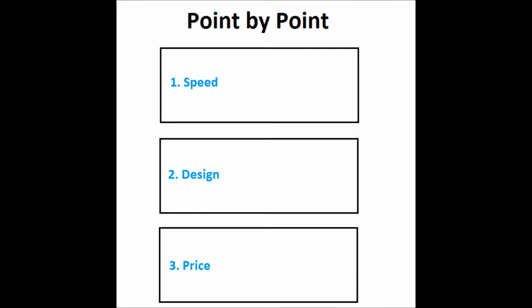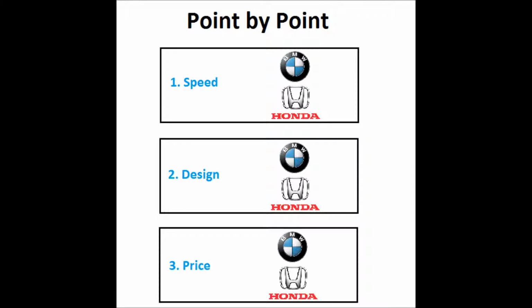So for the first example, we will talk about the speed of both BMW and Honda cars. And in the second paragraph, we will talk about the design of both BMW and Honda cars. And in the third and final paragraph, we will talk about the price of both BMW and Honda cars.